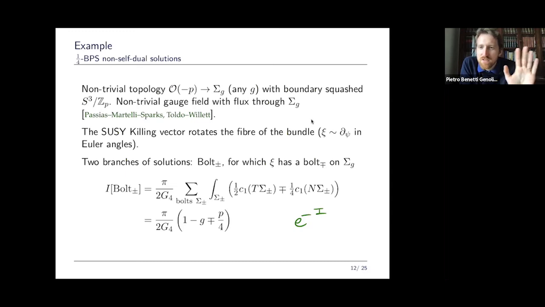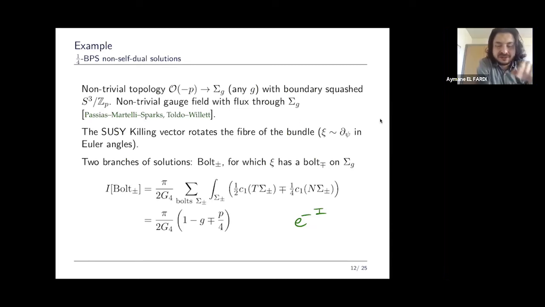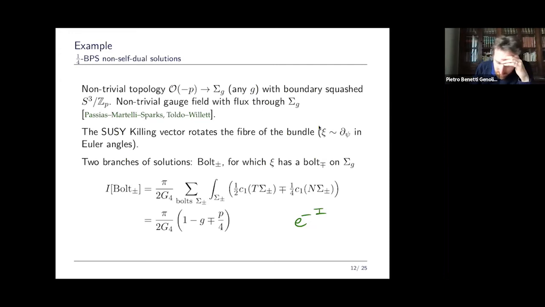So before I go on, any questions about what I said until now? If you can just explain the simplification from the integral to the second line. So, yes. So, okay.